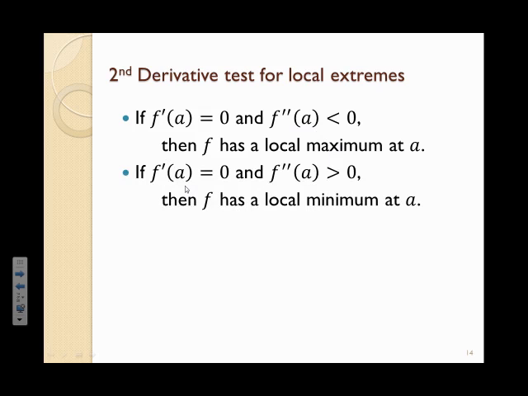And of course, the opposite is true. If the first derivative at A is 0 and the second derivative at A is positive, then it's concave up, and that must mean it's a local minimum. So it's an easy thing to remember.